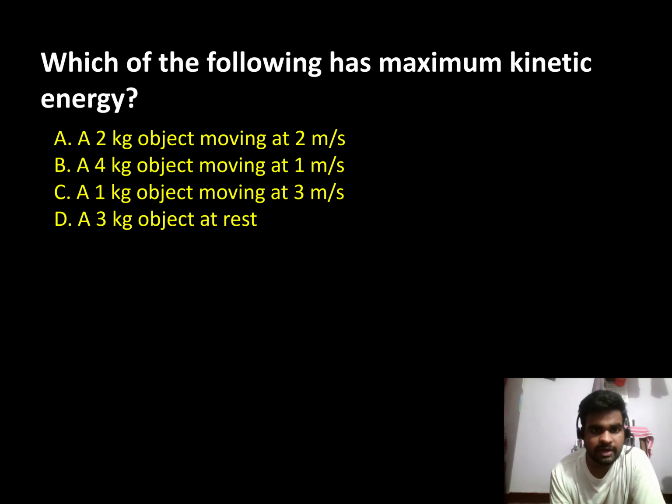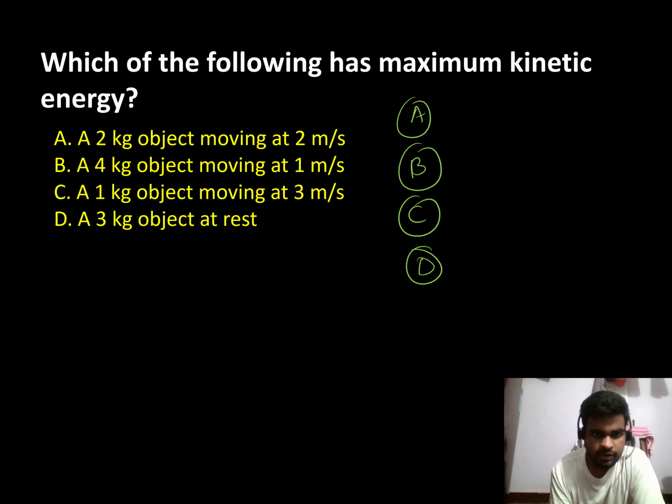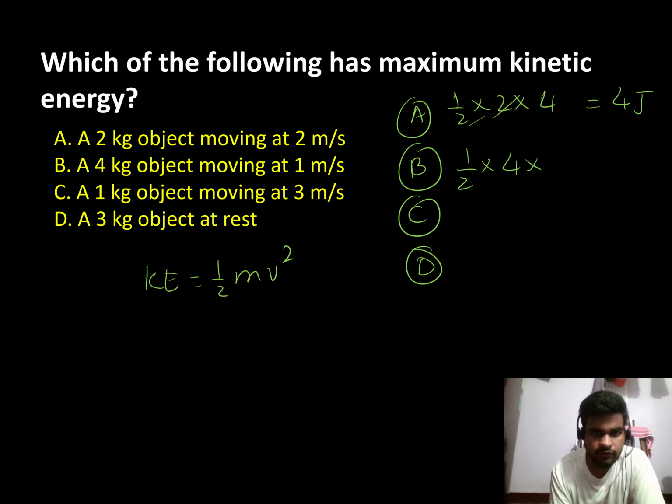Which of the following has maximum kinetic energy? Let's write for all the 4 options. K is equal to half m v square. So half into 2 into 2 square is 4, so it is 4 joule. Half into m into v square, 1 square is 1, so this becomes 2 joule.